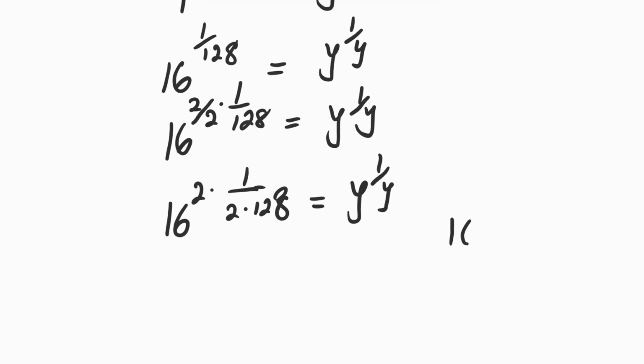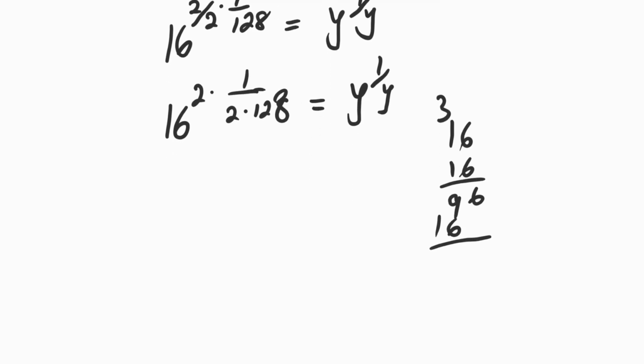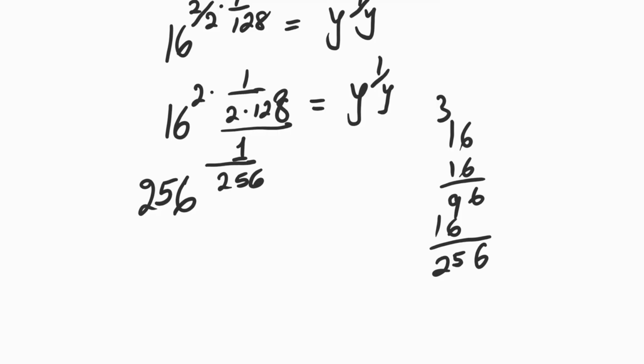16 squared is what? That is 256. So we have 256 to the power 1 over 1 divided by 256, because 128 times 2 is 256. And that's equal to y to the power 1 over y.